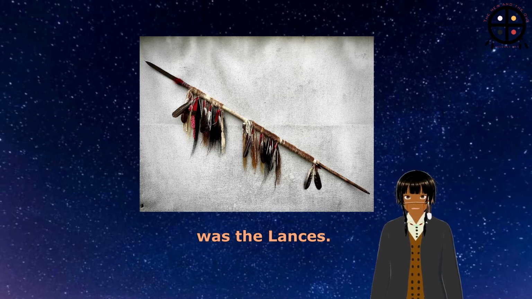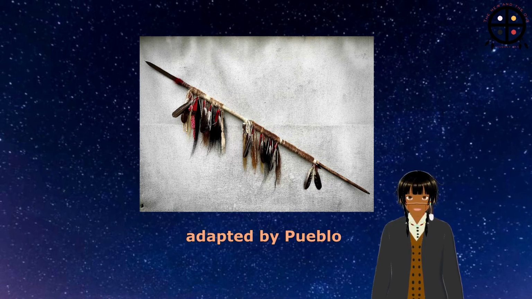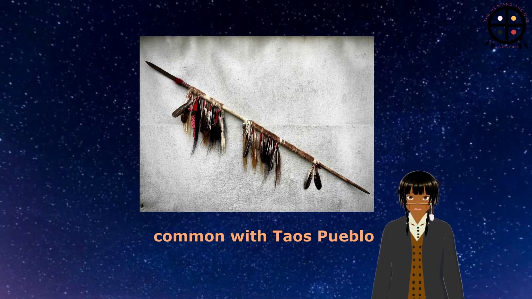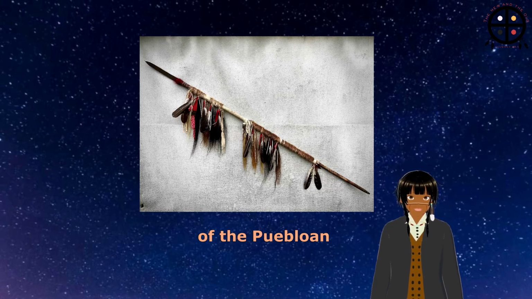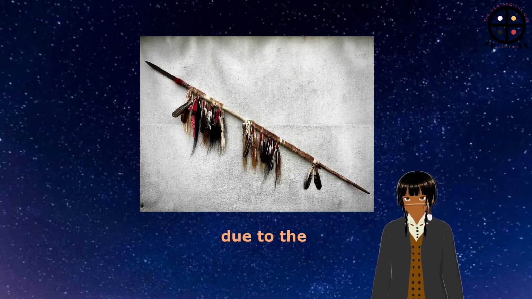the lances. These lances were common with Plains Indians, mainly due to horse culture and their open terrain, but they were adapted by Pueblo people mainly to prevent and help against raids and for overall utility. But specifically, the Plains Indian lance was more common with Taos Pueblo than the rest of the Puebloan tribes. It is one of the more interesting adaptations, mainly due to the influence of their nomadic neighbors.